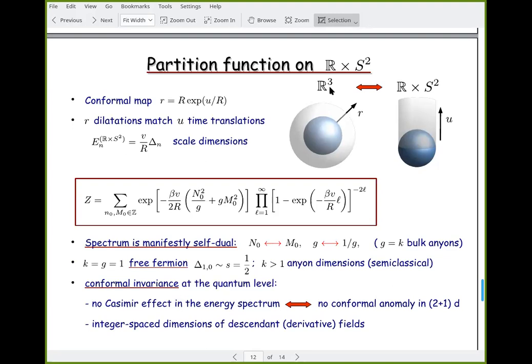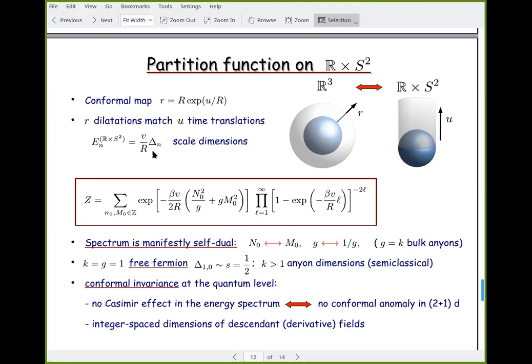So if I write down the partition function for this geometry, I discover that the solitonic energies I compute semi-classically are in fact the scaling dimensions of the conformal theory. Due to this map, the energies on this geometry are proportional to the scaling dimension of fields. So this geometry is very convenient to compute the dimension of the fields, to see which kind of conformal fields I have in the theory, okay?